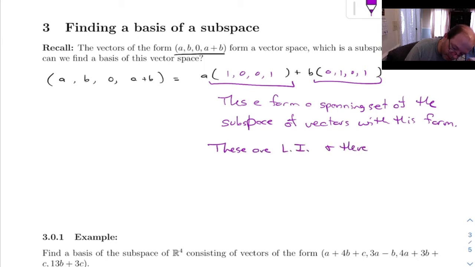And therefore these form a basis of the subspace.